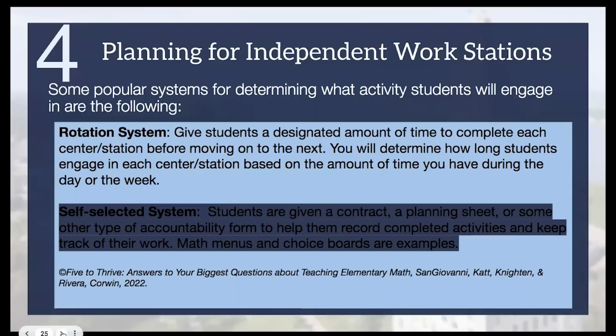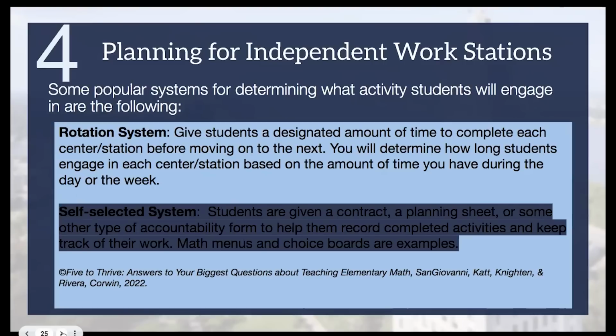So now that we have all those pieces in place, now it's time for the fun part. Let's plan for what we're going to do in those independent workstations. So now we're thinking about what's happening, what are the students using when they are working independently. So there are 2 types of systems that we'll talk about that people typically use in elementary classrooms to keep their students engaged while they're working in the teacher-led groups.